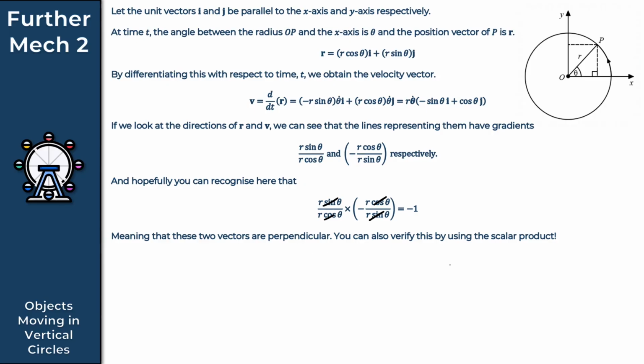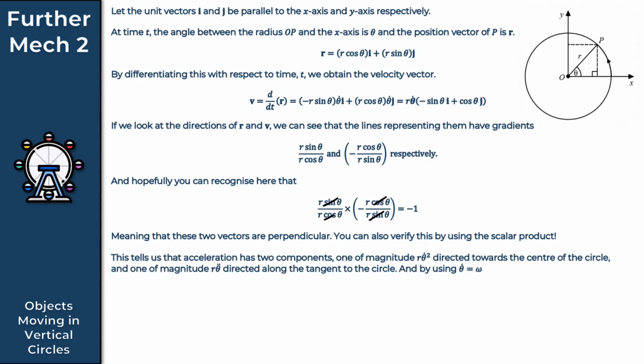By the way, you can also verify this by using the scalar products. If you want to, feel free to do that as an exercise. It's not compulsory, but you might find that useful. What this tells us is that the acceleration has two components. One of magnitude r times theta dot squared directed towards the center of the circle, and one of magnitude r times theta double dot directed along the tangent to the circle.